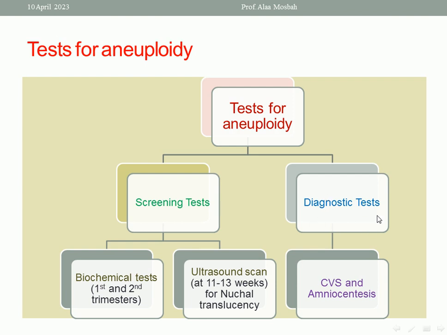So this is called diagnostic test. We reach a diagnosis if the case is Down, Edward, Patau syndrome after diagnostic test. Screening test tells me how much is the risk of having Down syndrome or Edward syndrome or Patau syndrome, for example, in the baby. Okay, but diagnostic test is confirmatory using chorionic villus sampling or amniocentesis.